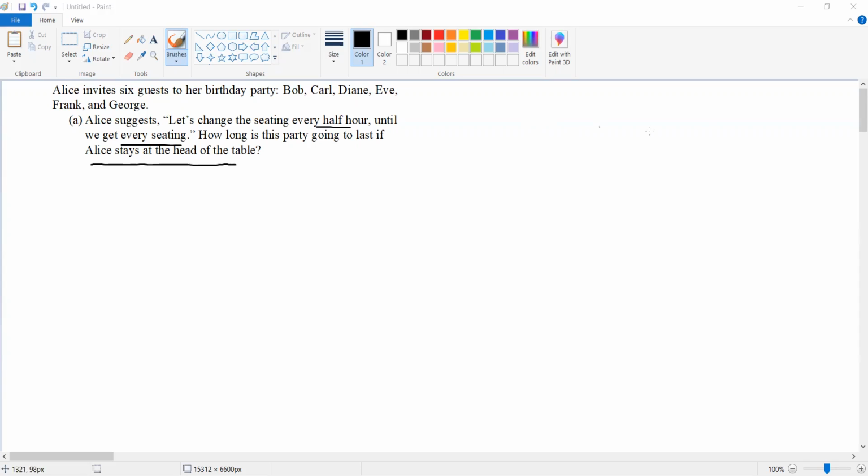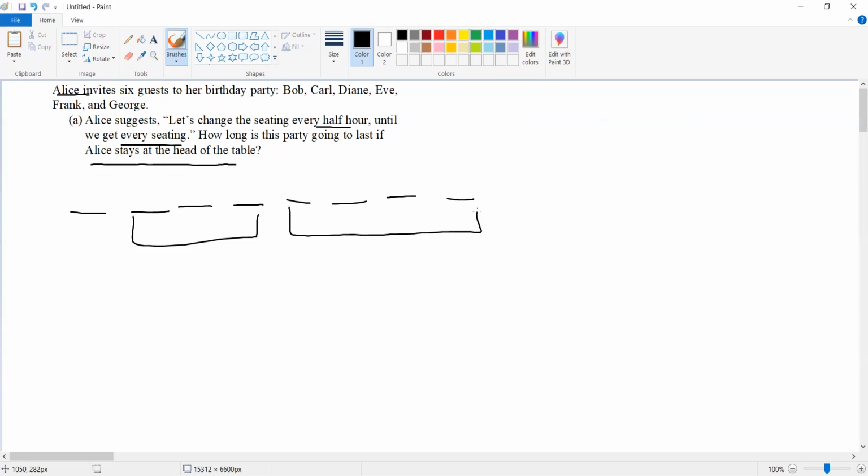So there are technically 7 people, but among those, we've already said that Alice is going to be sitting at the head of the table. So she's at one end, and then you have 6 more seats, which are empty. So just like you mentioned, it's going to be 6 factorial because we have Alice over here.